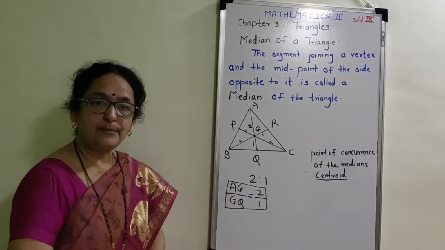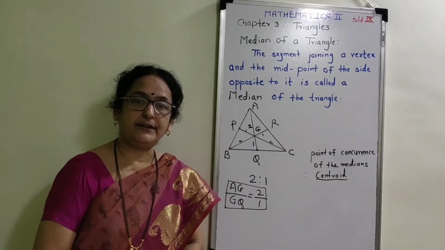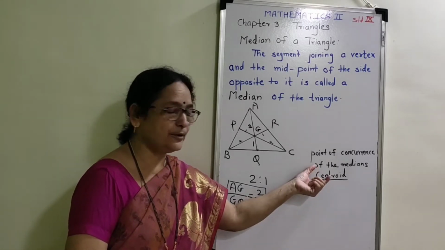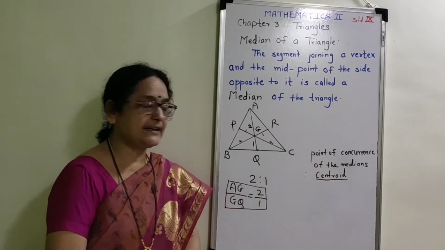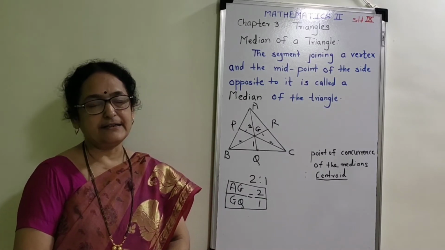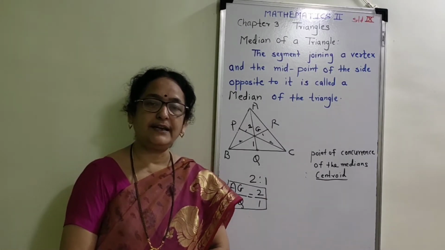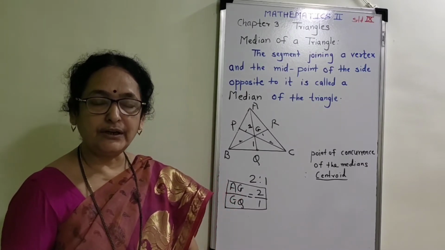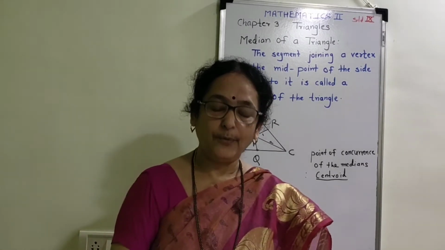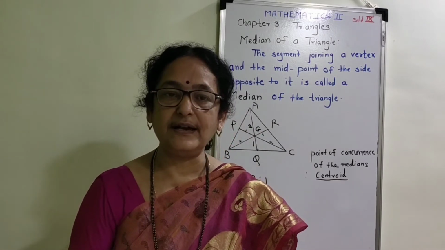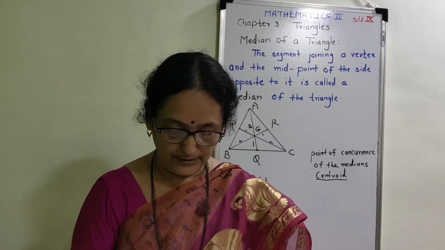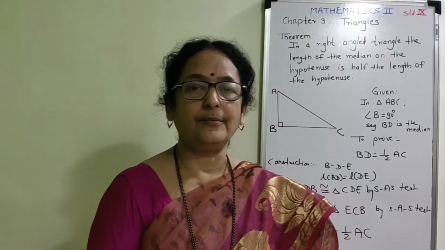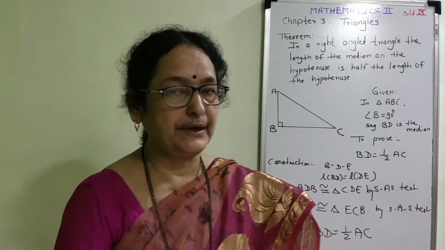This is one of the important properties related with the medians of the triangle, that the point of concurrence of the medians is said to be the centroid, and that centroid divides each median in the ratio 2:1. Now here we are going to learn an important theorem which is related with the point of concurrence and the median. We are going to learn an important theorem from this concept of median.